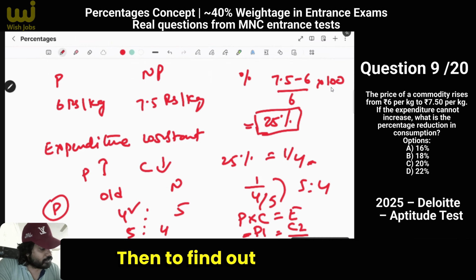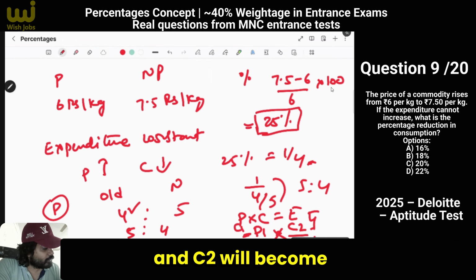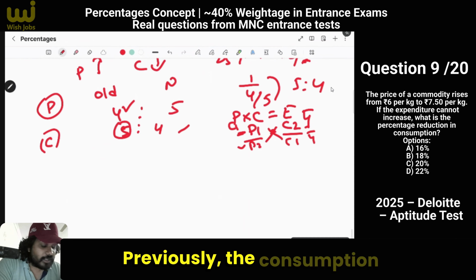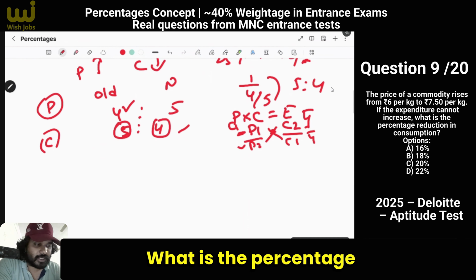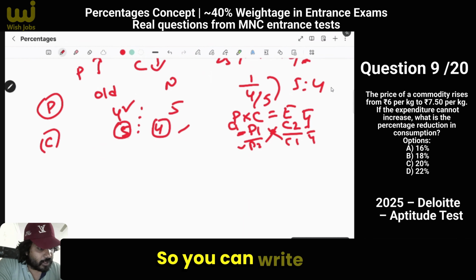Then to find out consumption, you just cross calculate. C1 will become 5, and C2 will become 4. So 5:4, I have written that. So here, previously the consumption used to be 5 kgs. Now it became only 4 kgs. What is the percentage decrease? How much it decreased? So you can write how much it decreased.